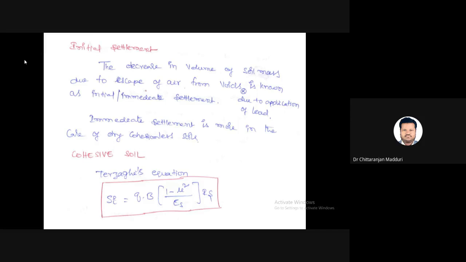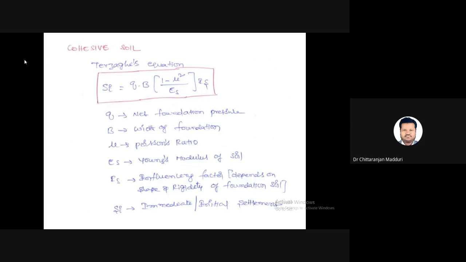So in the case of cohesive soil, Terzaghi gave one equation to find out the initial settlement. The initial settlement in cohesive soil is equal to q into B into (1 minus mu squared) by Es into Is. Let me explain one by one the parameters involved in the equation. q is known as net foundation pressure. Pressure equals load by area. Sometimes load will be given, so load divided by area will give the net foundation pressure.